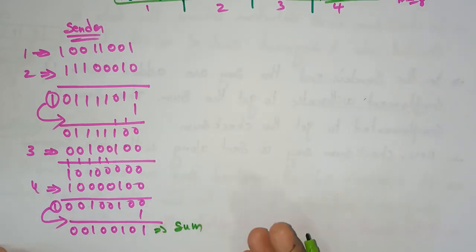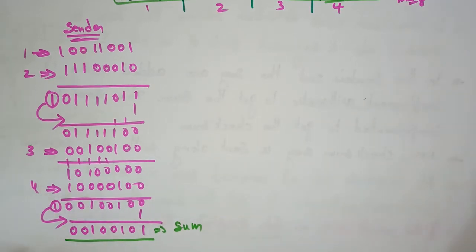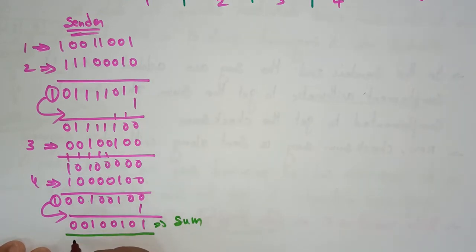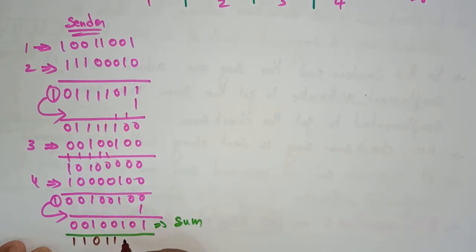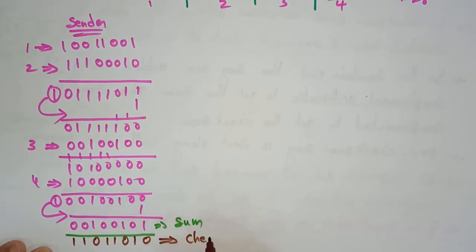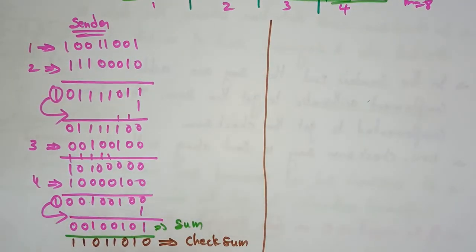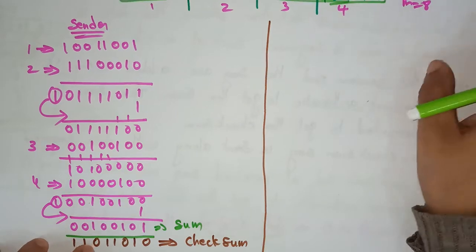So according to the content I said, whatever sum you get, the sum is complemented to get the checksum. So try to complement it. What is the complemented data? Instead of 0 you write 1, the one's complement: 1, 1, 0, 1, 1, in place of 1, 0, in place of 0, 1, 0. So this is your checksum. The checksum segment will be sent along with the data segment.